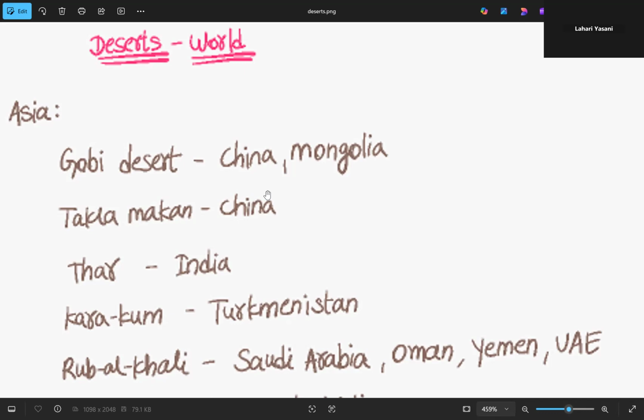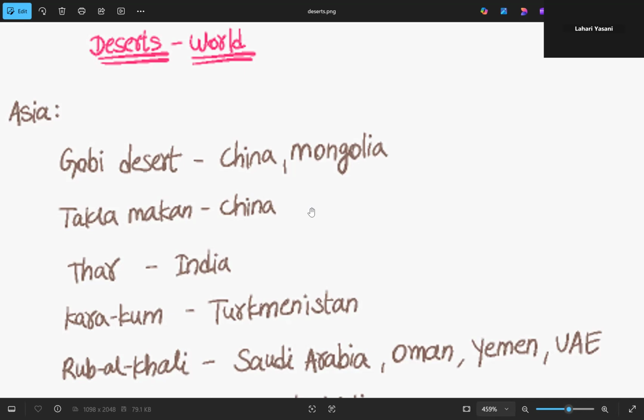And then we have coastal deserts. And these are the four types of deserts. What are they? First one, polar desert. Second one, subtropical deserts, which is also known as hot desert. The third one is cold winter desert, which is also known as temperate deserts. And the fourth one is coastal deserts.